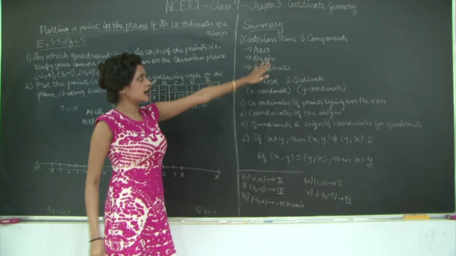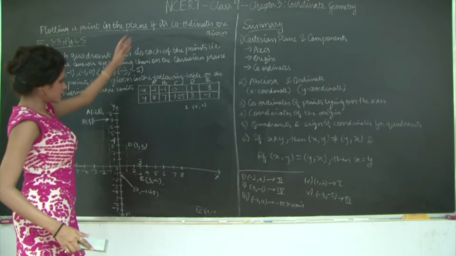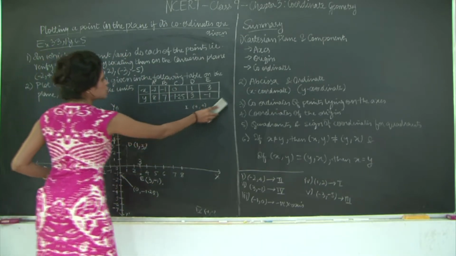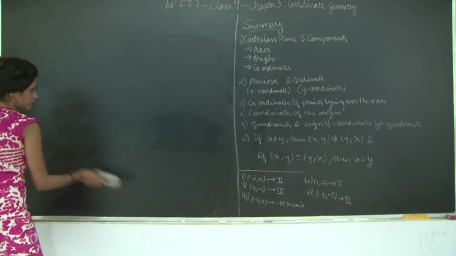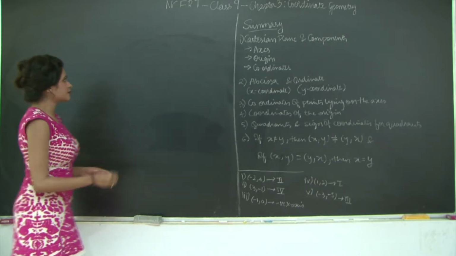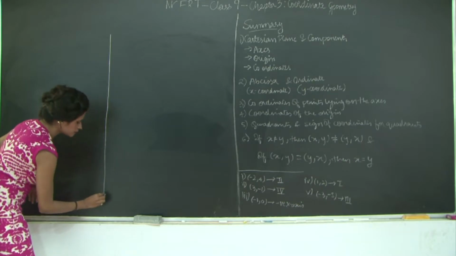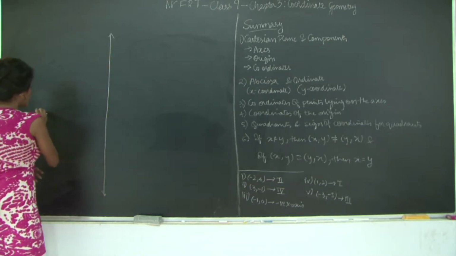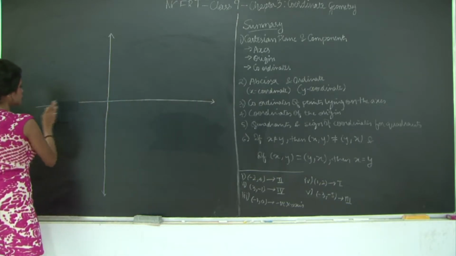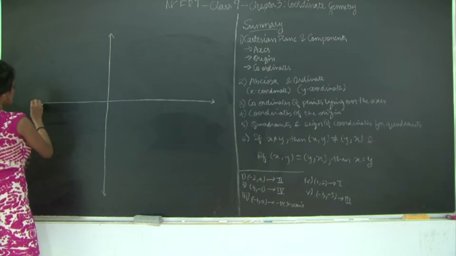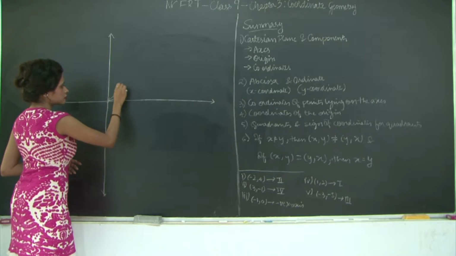The first section is Cartesian plane and its components. So what exactly is a Cartesian plane? I hope you have checked all this. I am erasing this board so that I can explain the summary in detail. So first of all, Cartesian plane is made up of two number lines. One is a vertical number line and one is the horizontal number line, and these two number lines intersect each other at this point, which is known as the origin.